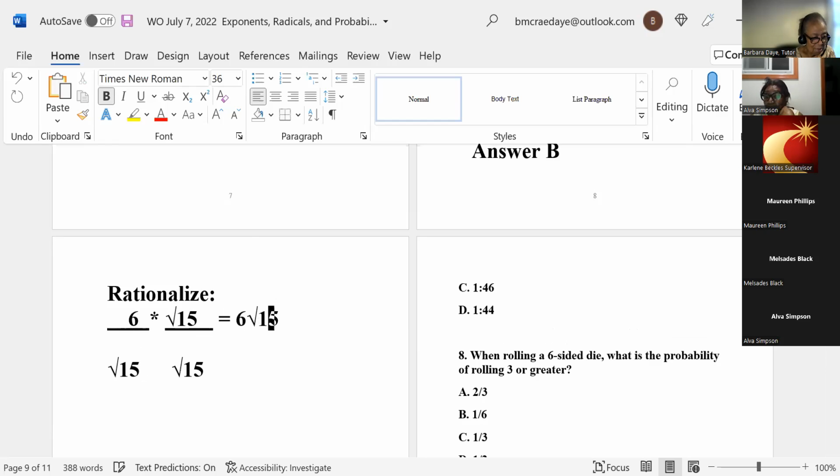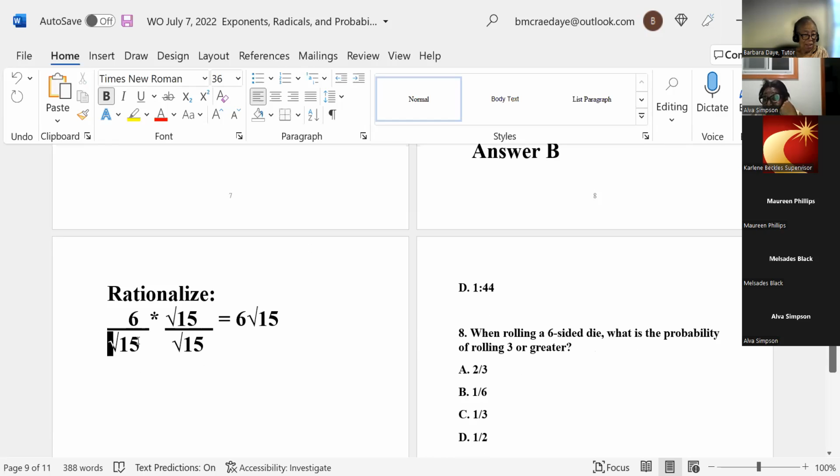You say multiply this 6 by 15? No, that's radical 15. It's a difference now. Okay, so you multiplying 15 by 15. No, the numerator, 6 times radical 15. 6 times square root of 15. So you just put 6 in front of the square root of 15. Yes.